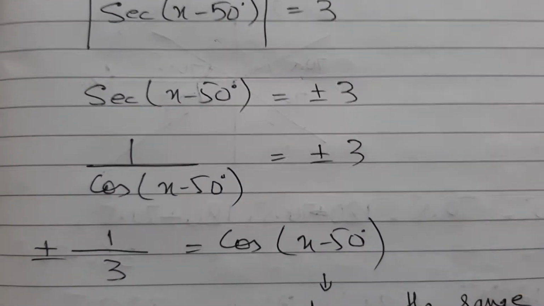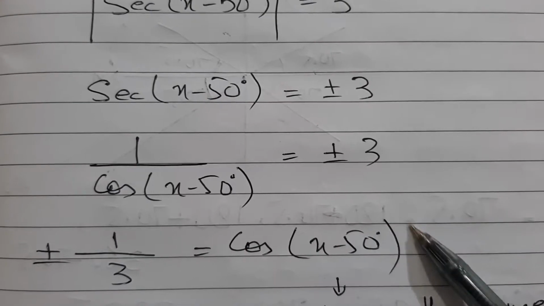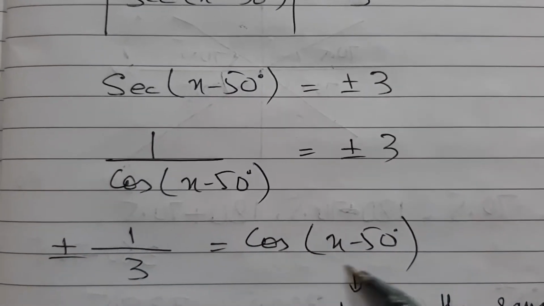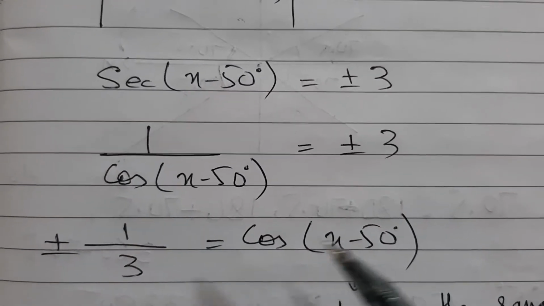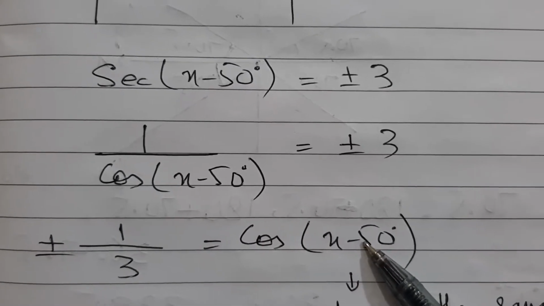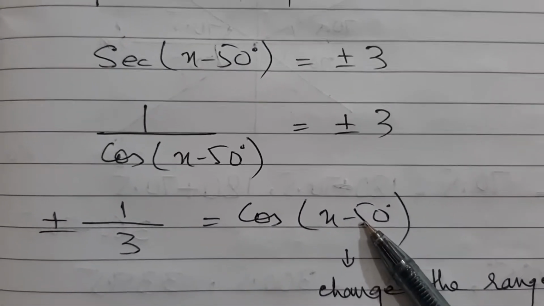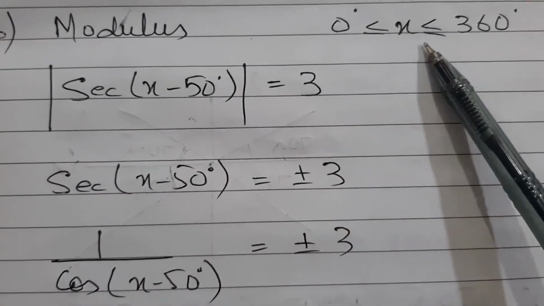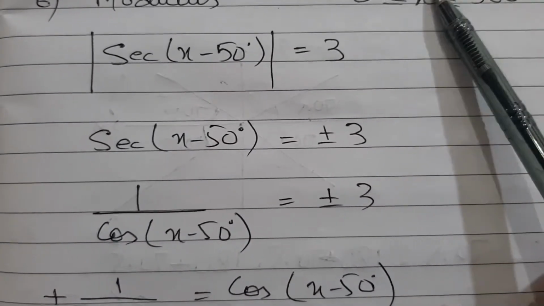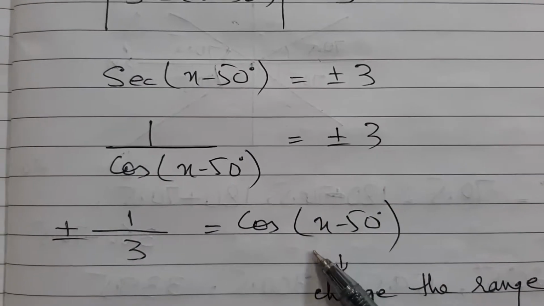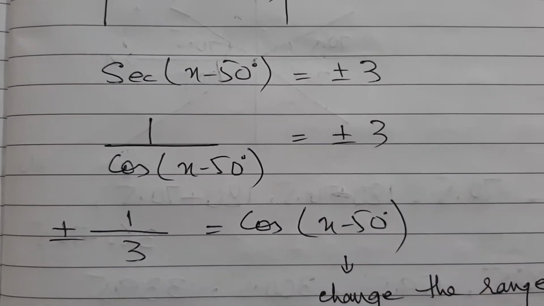Okay, so I have finally gotten this answer, this trigonometric function. And this is giving me a clear hint that I have to change the range. So what was the range of the question at the moment? 0 to 360 degrees, and it is for x. Now we will change it for x minus 50. Okay, so let's see how.